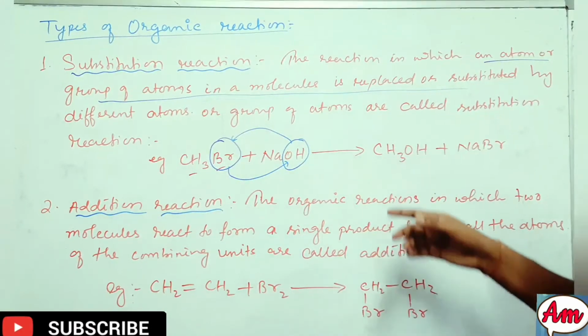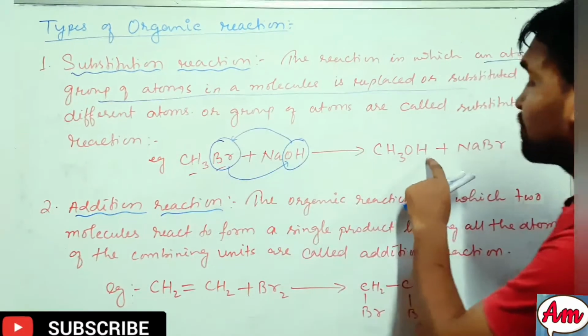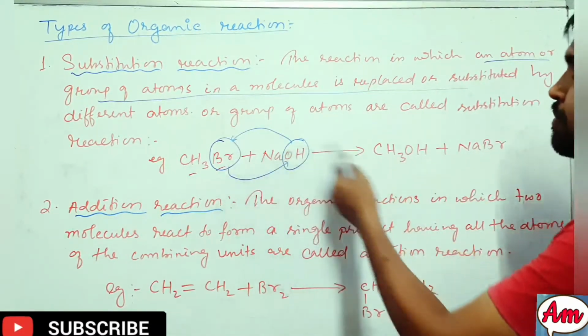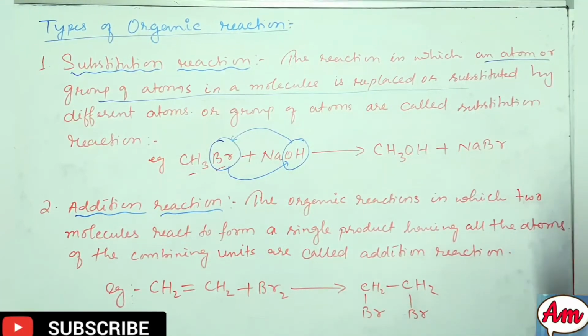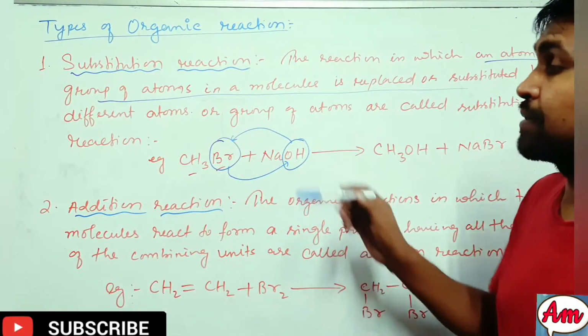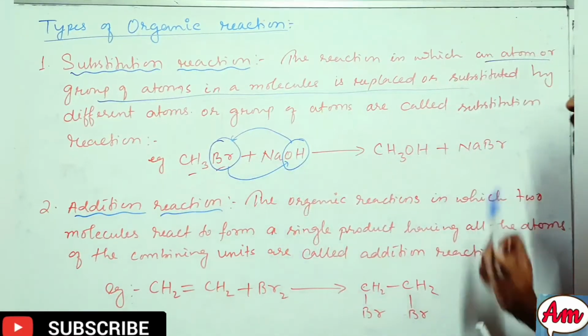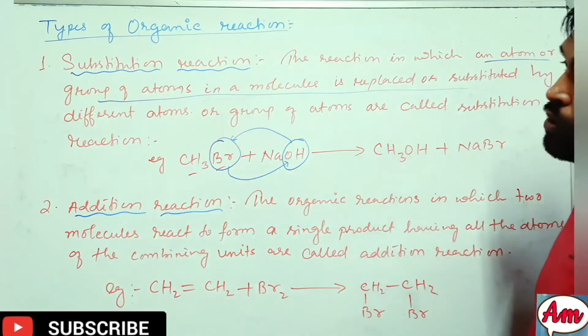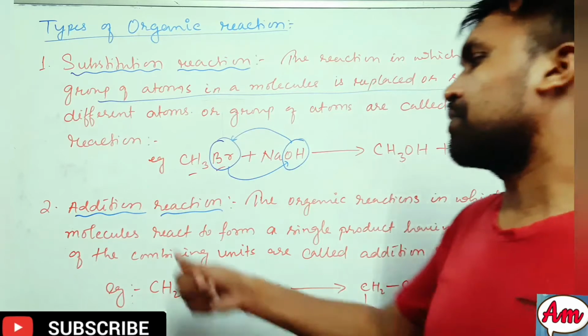So after the reaction you will see CH3OH. See, Br is replaced by OH or not? And OH is replaced by Br. So these reactions we call as what? Substitution reactions. We have substituted OH in place of Br and Br in place of OH. Very simple it is. Now the next one we are going to discuss is addition.